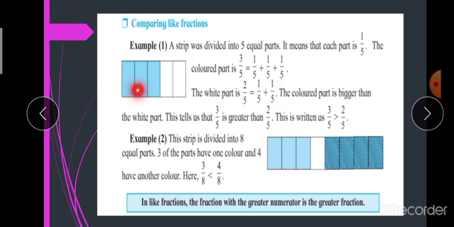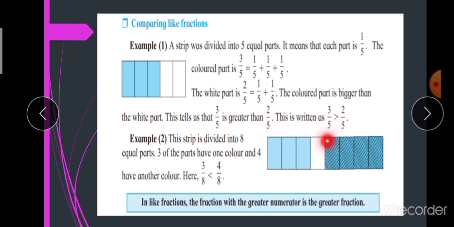Now, if we see the strip, we can easily see that 3 parts are colored and 2 are uncolored. So 3 is bigger than 2, and therefore on comparing 3 upon 5 and 2 upon 5, which is greater, that we can easily see. Obviously 3 upon 5 is greater than 2 upon 5.